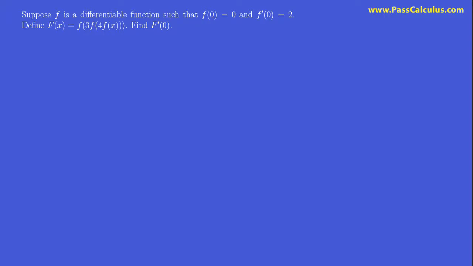This question looks a little bit different. Suppose we have a differentiable function f such that f of 0 is 0 and f prime of 0 is 2. Define a new function, capital F of x, to be f at 3 times f at 4 times f of x. And we need to find F prime of 0.